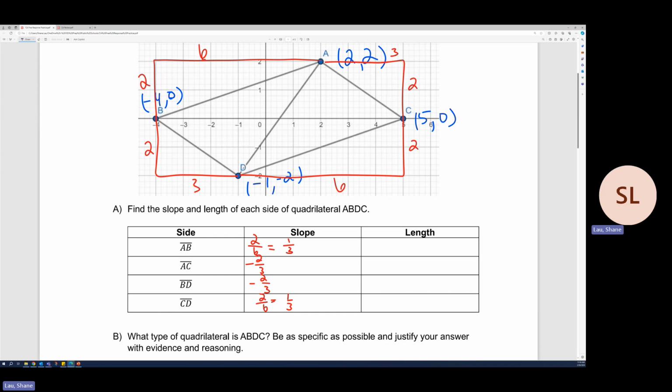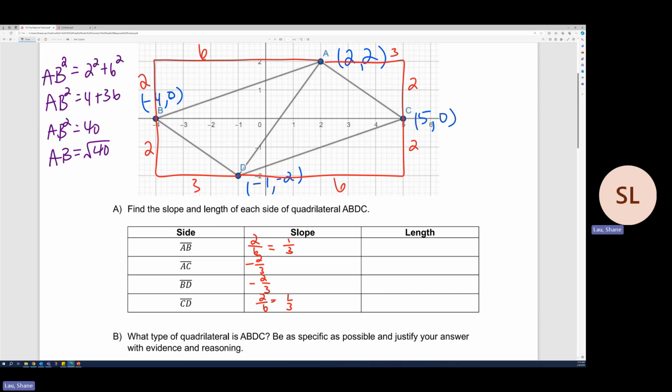Then for our length, we'll go ahead and use the Pythagorean theorem. If we're looking for the length of AB, well, 2 and 6 here on the top left are our legs, so we'll start off with that. AB, we're going to count it as c. AB squared equals 2 squared plus 6 squared. AB squared equals 4 plus 36. AB squared equals 40. And we can finally conclude that AB equals the square root of 40.